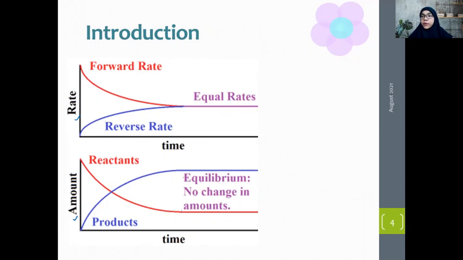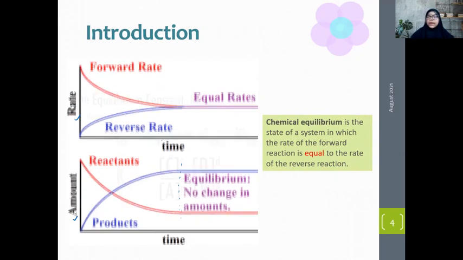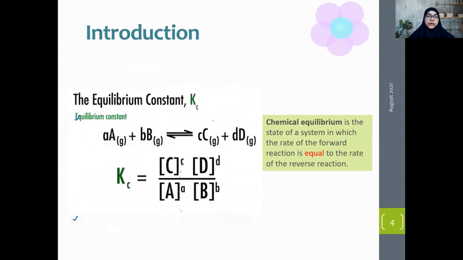At the same time, the product will increase and reach equilibrium by having a stagnant value at a certain period of time. This is the definition of chemical equilibrium. Chemical equilibrium is the state of the system where the forward rate is equal to the reverse rate. And we can describe it by using the equilibrium constant.